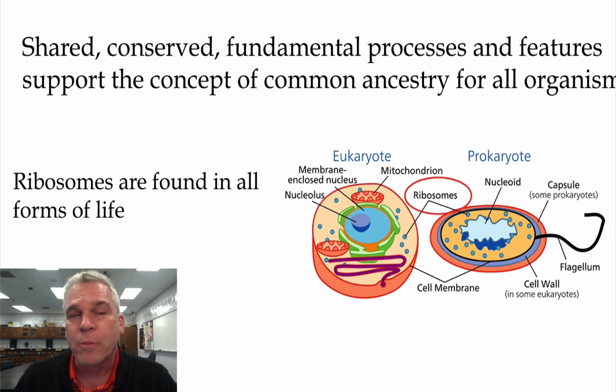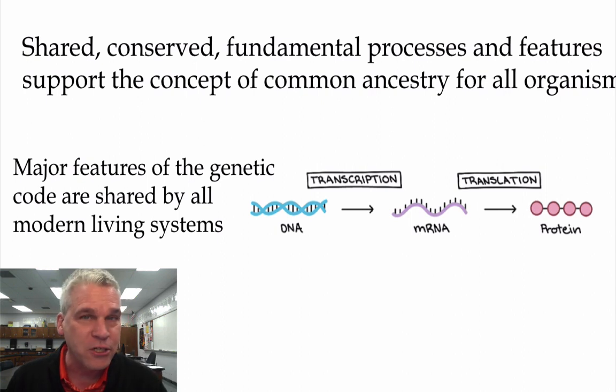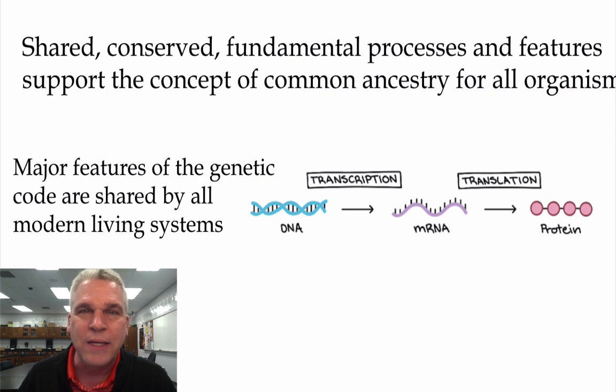We know that ribosomes are found in all life forms, whether you're talking about a bacteria, a plant, a fungus, an animal, us, and they all have the same process. They are the place where proteins are made. We know that the major features of the genetic code are shared by modern living systems. So for instance, a specific code on the messenger RNA codes for a specific amino acid. This is true no matter what species you're talking about. This is why we can take human DNA and put it into a bacteria, and that bacteria is going to read the human DNA and actually make the protein.